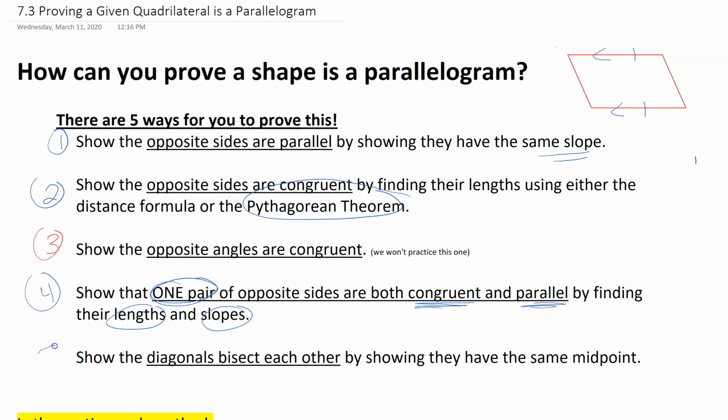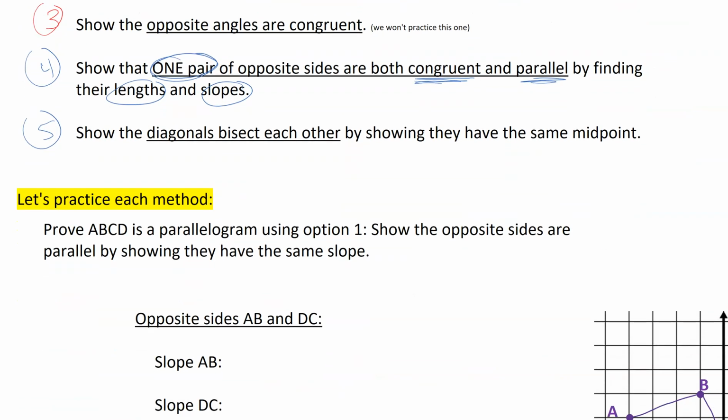That's the fourth one. The fifth one is to show that the diagonals bisect each other. We learned in the last lesson that parallelograms have diagonals that bisect each other, and that meant that they had the same midpoint. So if we find the midpoint of this segment being here, and then we found the midpoint of this segment, and they were both in the same spot, then that would show that it was a parallelogram because their diagonals bisect each other. So those are the 5 ways that we're going to use, and we're going to practice those 5 ways.